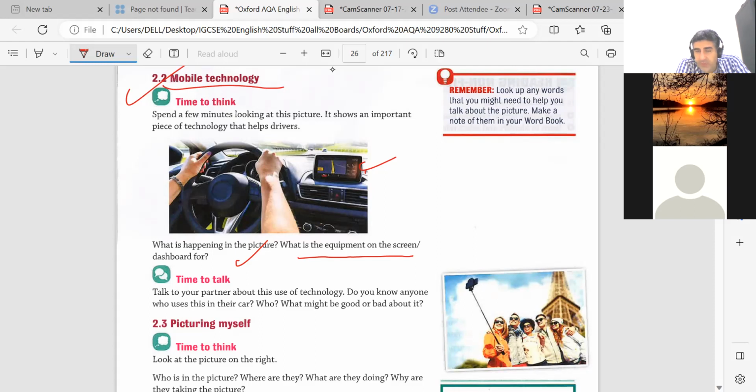Look carefully at the picture and let me know which equipment the driver is using. Is it good or bad? And how do we use it? And have you ever used it? Talk about your own experience. I am ready. Yes, so Akram, number 1.